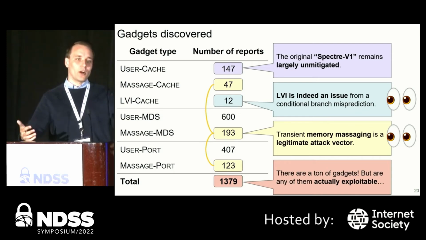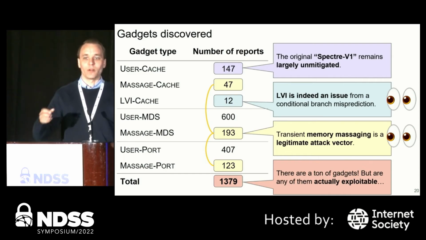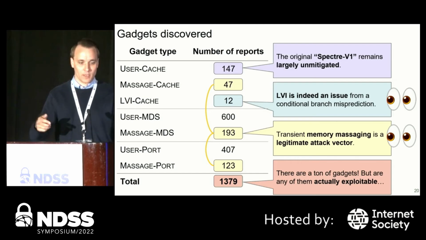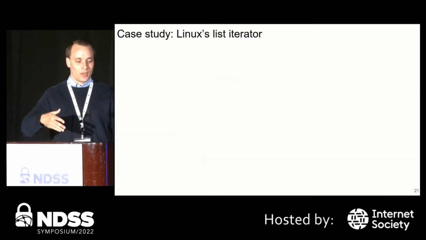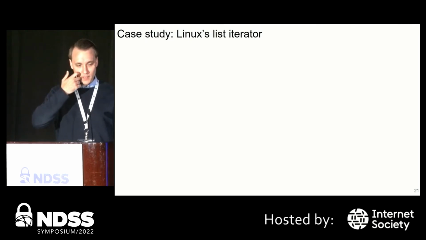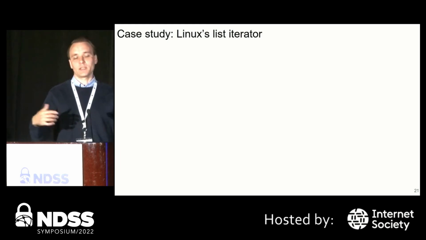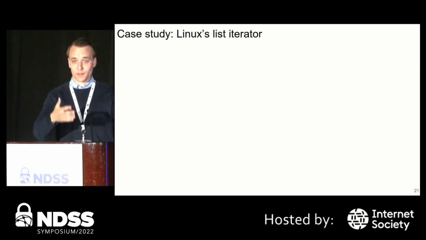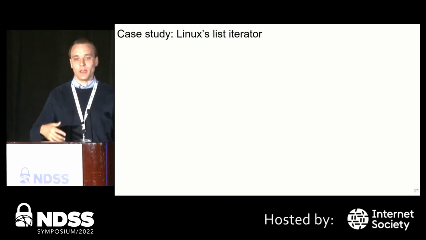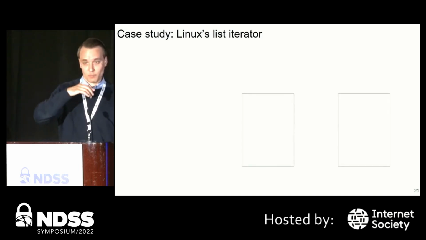And of course, you're probably all wondering, okay, it's great, but are any of these actually exploitable? We don't guarantee that they're all practically exploitable. We have some guarantees that we provide. But as a case study, we can look at one of these gadgets that we found. It's in the kernel's list iterator. Anytime you have a list in the kernel and you iterate through the list, you use these macros, and there is a Spectre gadget. So it's pervasive throughout the kernel.